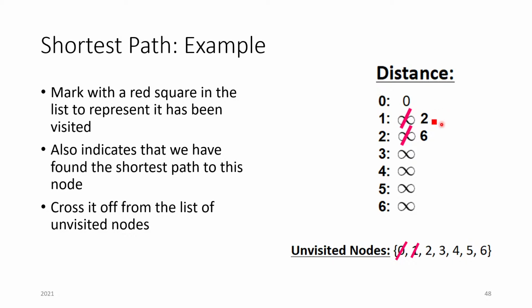This red square could actually just be a corresponding list of Boolean flags that will be true and false in your program. When it's true, we have visited this node, and this is the utmost shortest path that we can get from our source node. So once we have that, we don't need to visit that node again, and we can cross off that node from our unvisited nodes list as required.